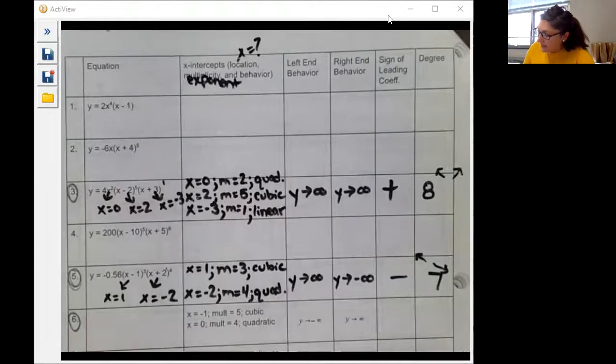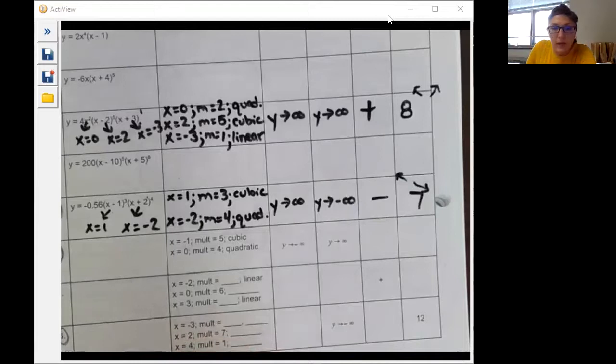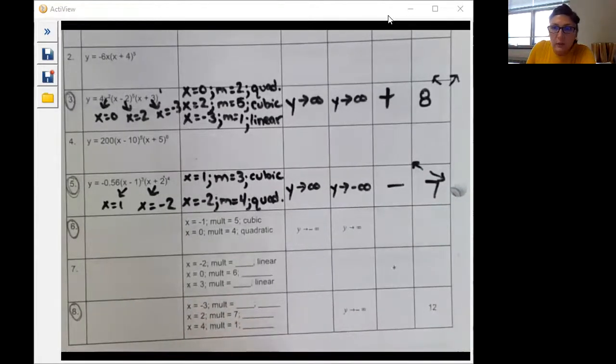So let's take a look at a couple examples where we're going to work the opposite way. We're going to take a look at number 6 and number 8. For these last two, I don't have the function. We're going to create it based on what we see.